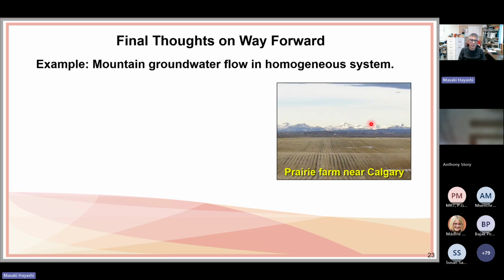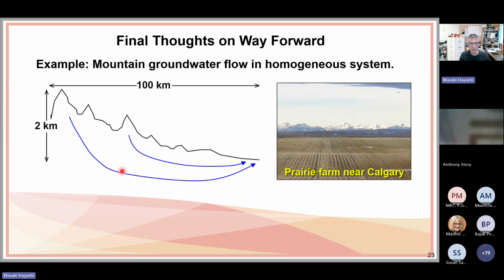So I'm going to use another example on mountain groundwater flow. So here is a picture of a prairie farm. It will look like this now. So the snow has melted. It's almost all gone. And from the farm around here, you see the mountains. So you talk to the farmers, who rely on groundwater, and they say, well, our groundwater comes from snowmelt in the mountains, because you can see the mountains there. And this picture that there is a big flow system originating from the mountains coming to the prairies is appealing and also makes sense.